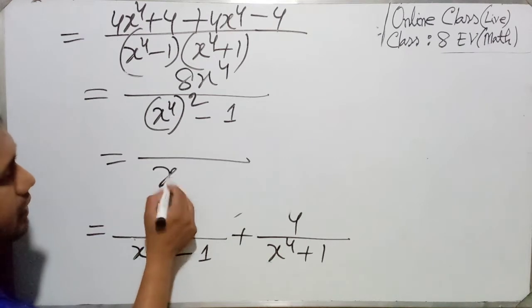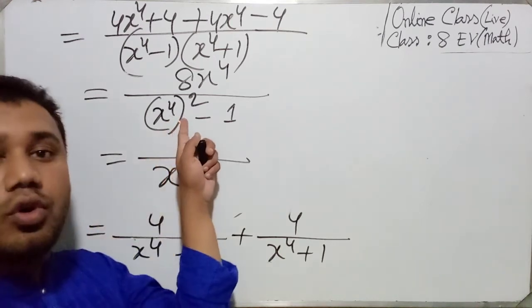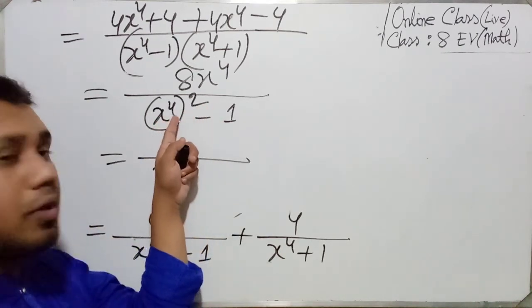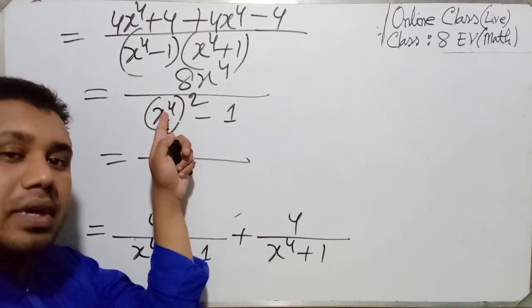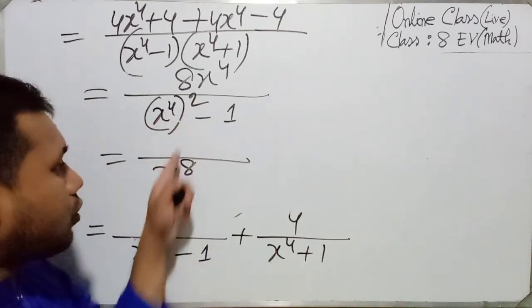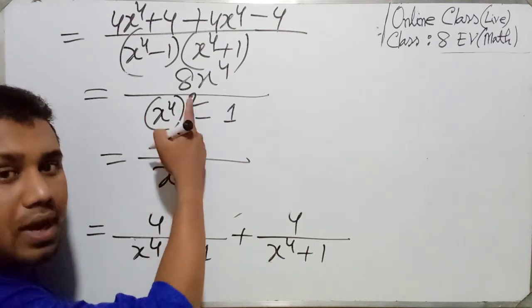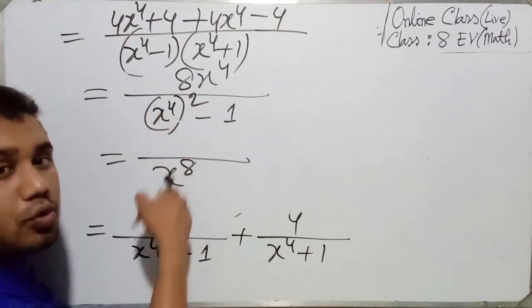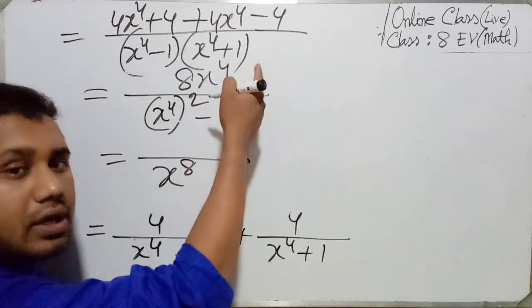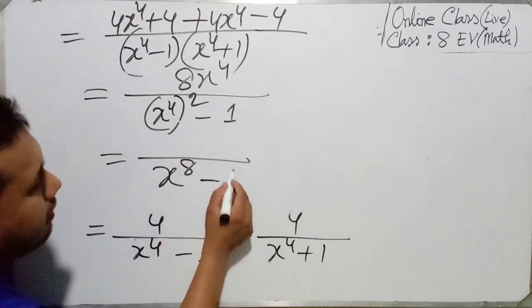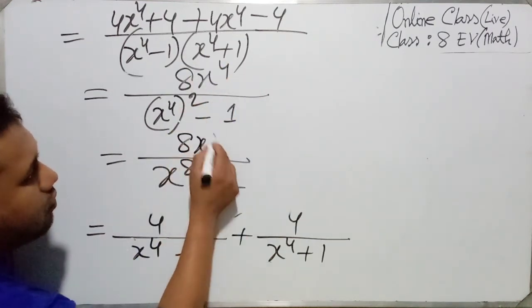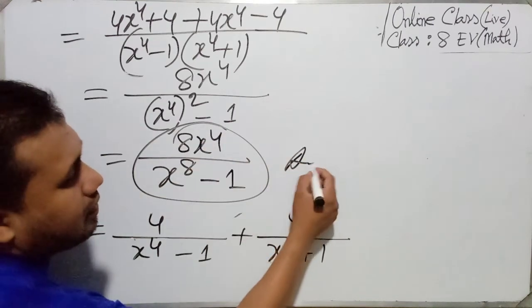Finally you can write x to the power 8, x to the power 4 whole square, so their indices will be multiplied, 4 times 2 is 8. Don't write x to the power 6, 4 plus 2, not that, it will be 8, when an index is inside a bracket with another index, it will be multiplied. Now minus 1, and this is 8x to the power 4, so this is our answer.